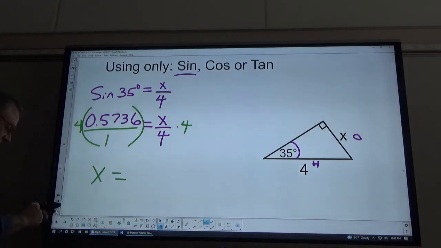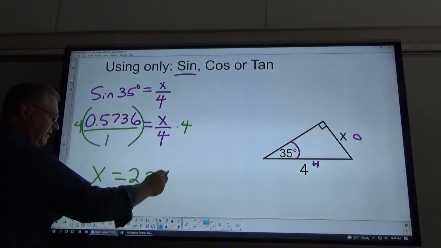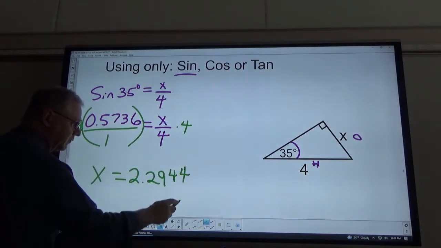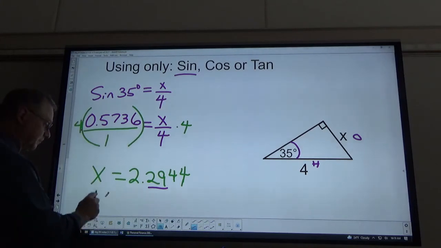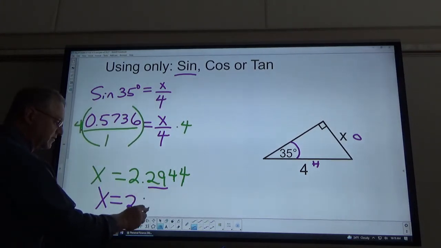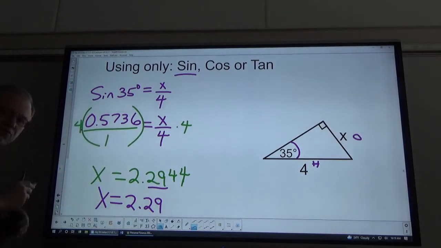X equals, let's see, 0.5736 times 4, 2.2944. Now, when we do this, we're going to ask you to round to 2 decimal places only for your final answer. So 2.29, the 4 does not make the 9 go up. If you have any questions on rounding, please ask me in class. So 2.29, there is your final answer for the value of x.